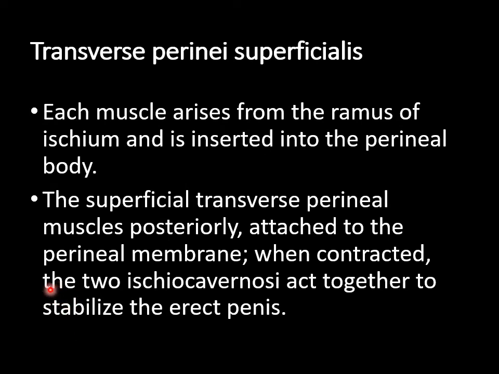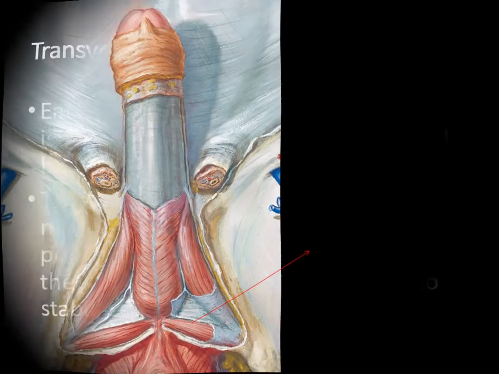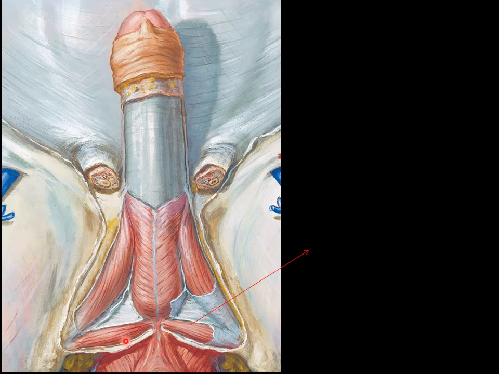In the posterior most part of the superficial perineal pouch, we can identify two muscles, right and left, transverse perineae superficialis. Each muscle arises from the ramus of the ischium and is inserted to the perineal body at the midline. The superficial transverse perineal muscles, which are present posteriorly, attached to the perineal membrane above, when contracted, the two ischiocavernosi act together to stabilize the erect penis. So here you can see the superficial transverse perineal muscles, which are arising from the ischium laterally, and then they extend medially and get inserted to the perineal body at the midline.